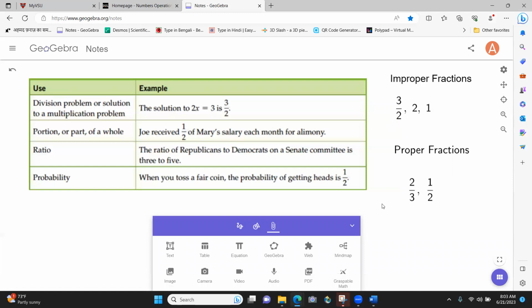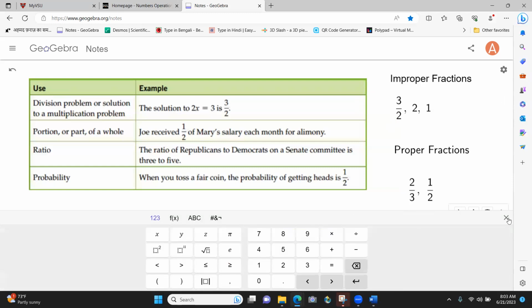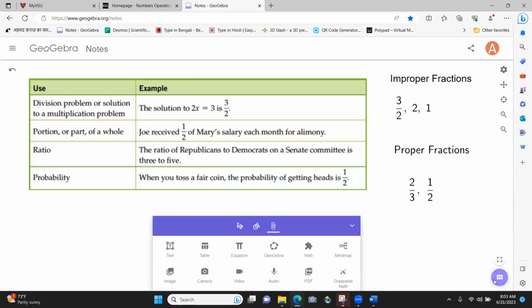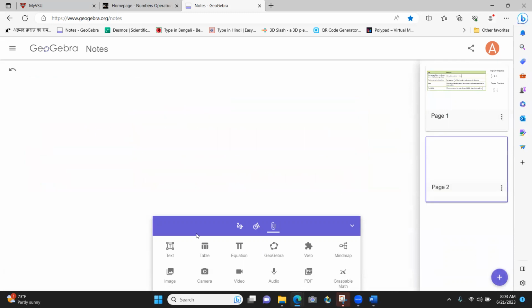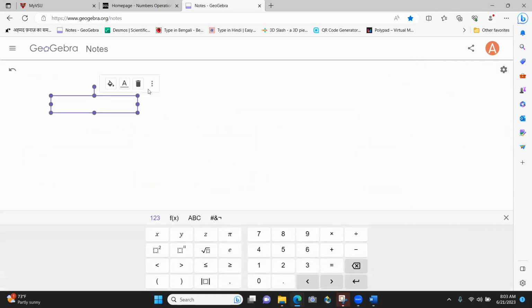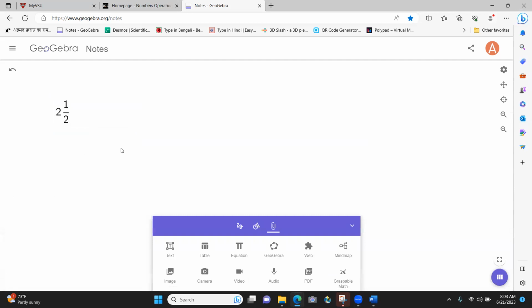All right. So before we move on, let's talk about mixed numbers. Mixed numbers are numbers that look like this. So you have a whole number part, this is the whole number part, and you have a fractional part. All right. So this is called a mixed number.